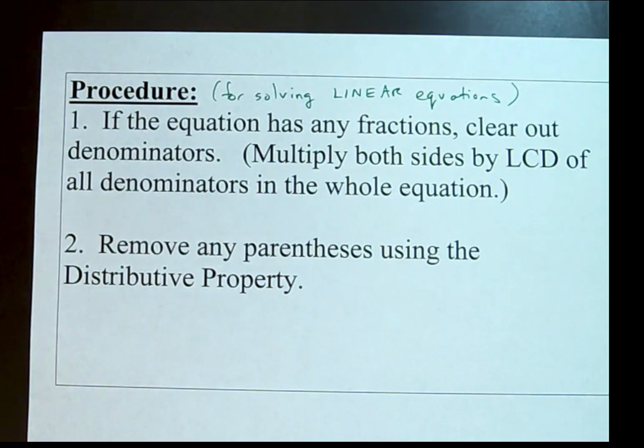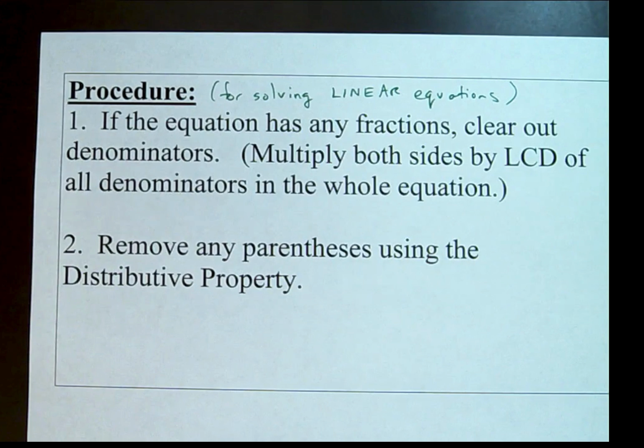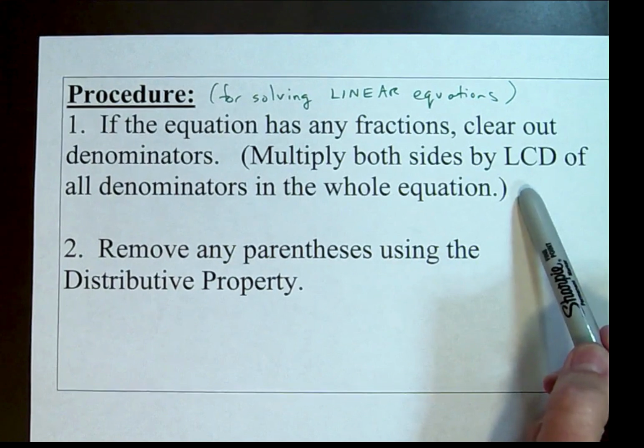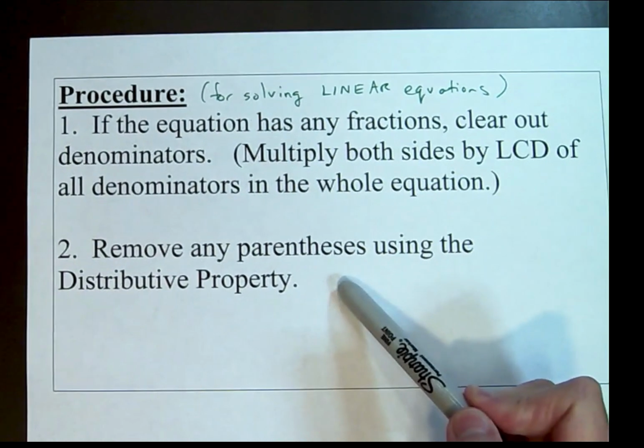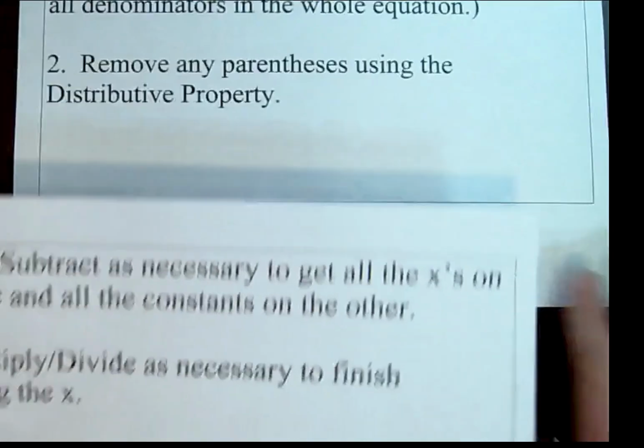So here's our procedure. First of all, if the equation has any fractions, you're going to start by clearing out the denominators, and the way you do that is multiplying both sides by the LCD of all the denominators in the whole equation, and I will do some examples for you of that. If you're lucky, your equation won't have any fractions, and so you just start with step 2, which is to remove parentheses using the distributive property.